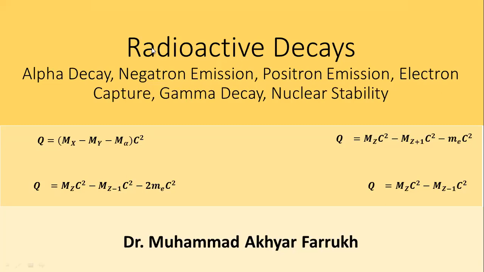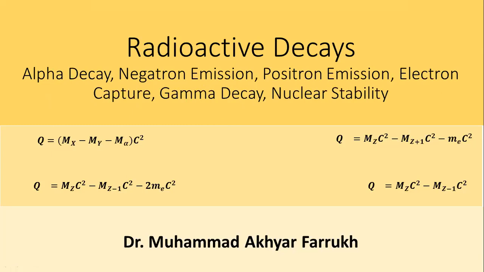Unstable means it is radioactive, and if it is radioactive, then it has the tendency to be stabilized, and when it is going to be stabilized, that means it will emit some sort of decay, or you can say particles or rays, and these are the different forms of the radioactive decay. It is the alpha decay, negatron emission, positron emission, electron capture, and gamma decay. So these are the five major radioactive decays, and the objective here is to learn when the nuclides are going to emit these types of radiation, and how they are going to be stabilized.